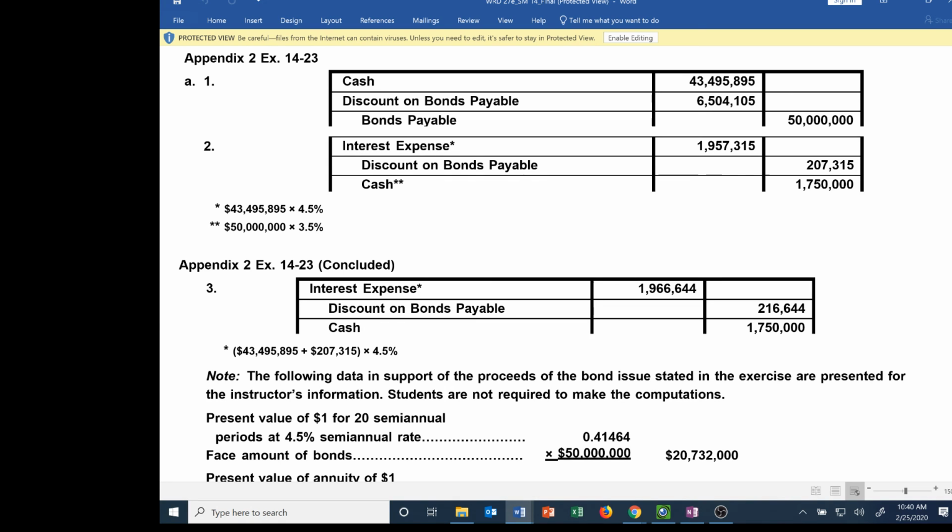Y'all get your assignments down. What two problems did I say? 4A and 6A. You're welcome to leave when you get all this down.